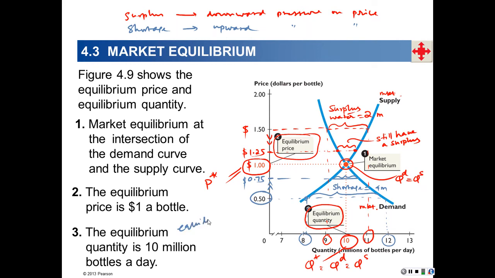Now, why do we use the term equilibrium? What does the term equilibrium mean? Equilibrium means position of rest. Right? So we call P star the equilibrium price, $1, the equilibrium price. Why? Because once the price reaches $1, it comes to rest. It doesn't move any further. Neither does it rise, nor does it fall. Correct? So we call that the equilibrium price. And similarly, 10 million bottles per day is called the equilibrium quantity, because once the market quantity reaches 10 million bottles, it too comes to rest.